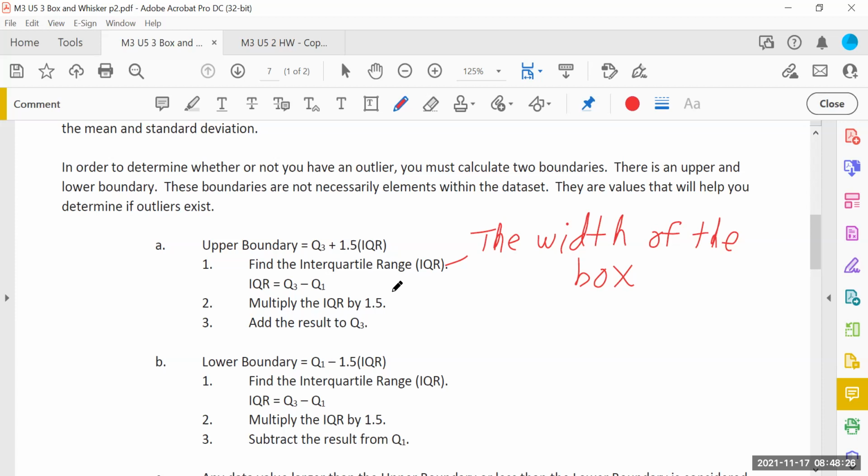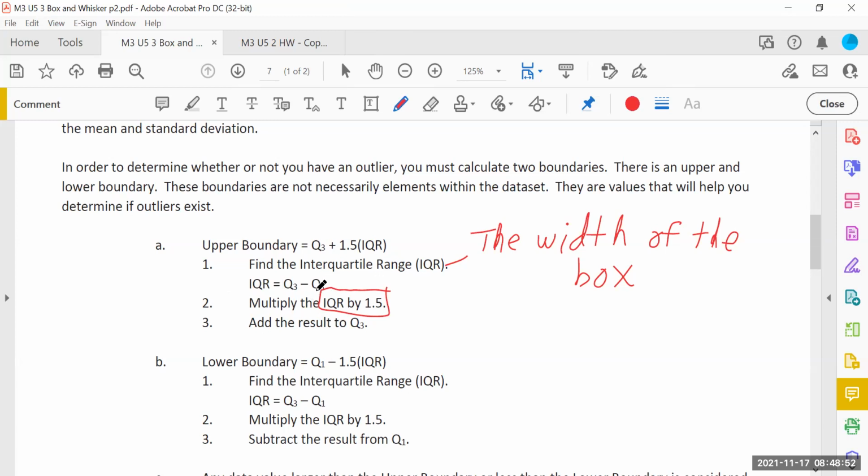Now, we want a little bit more than that. So we always multiply the IQR by 1.5. We say, okay, here's how big my box is. I can take that and half again that much. That's my acceptable range, the IQR times 1.5. It's always times 1.5. That doesn't change. That's the value that we've picked to say anything beyond this is too much.